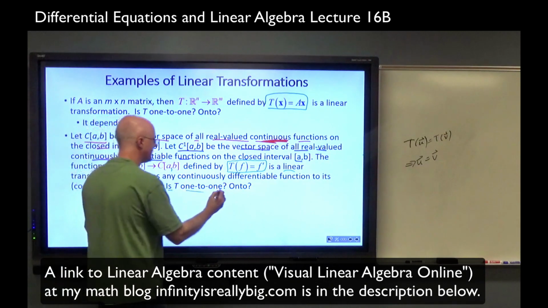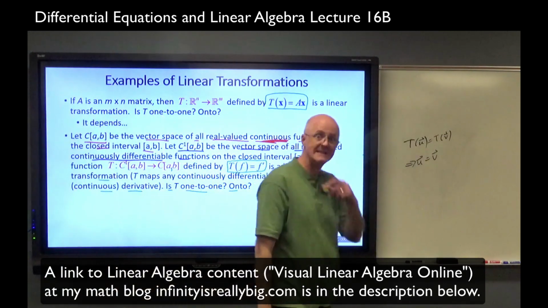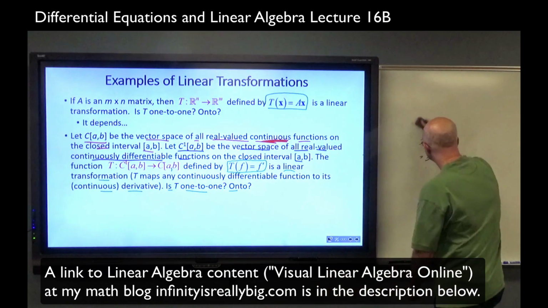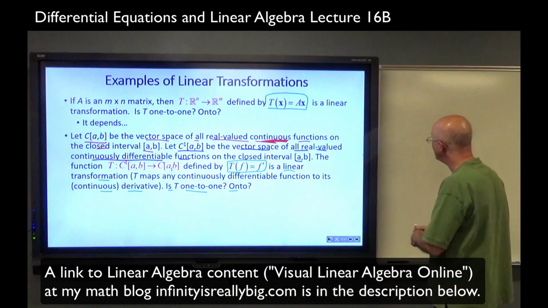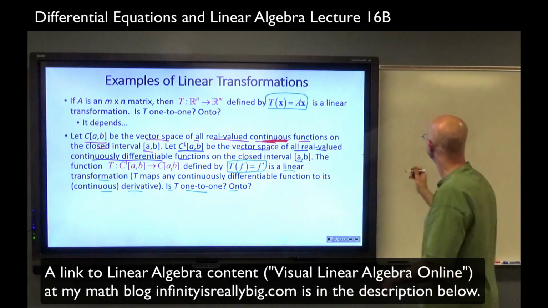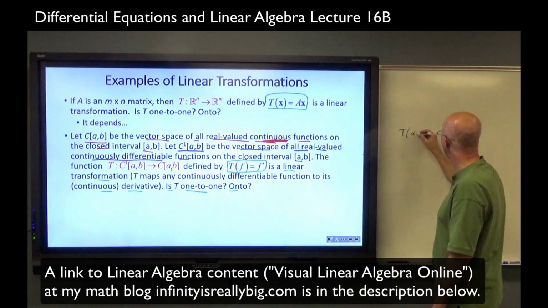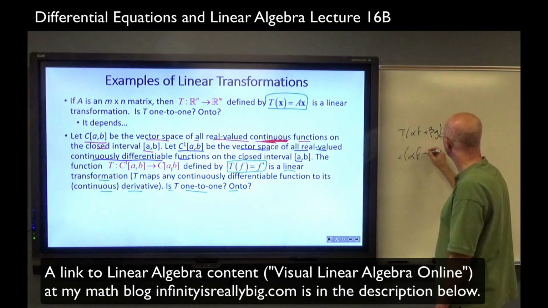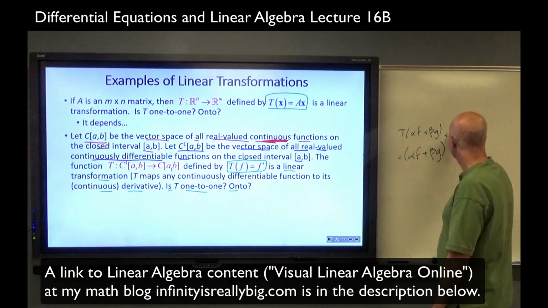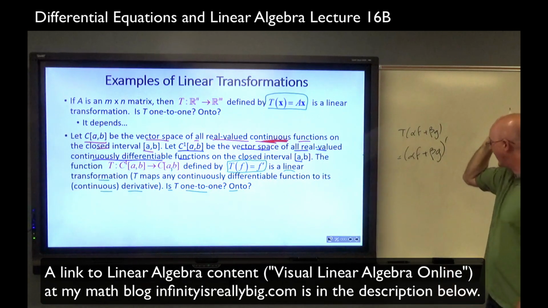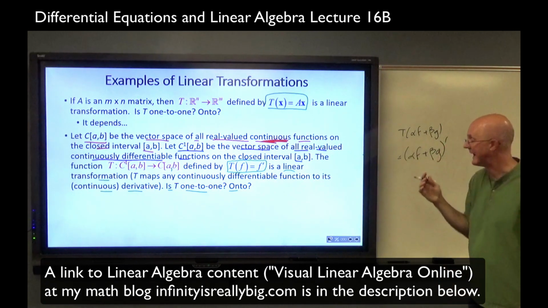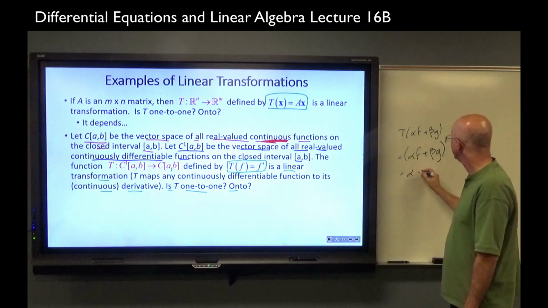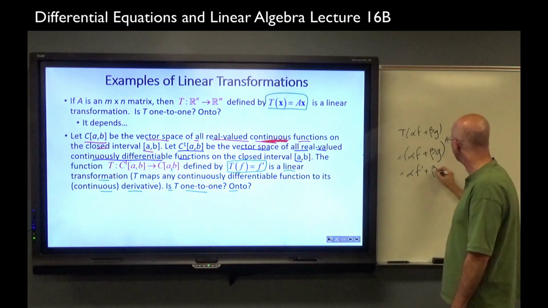Is this one-to-one? Is it onto? Is it linear? It is linear. Why? Because differentiation is linear. You know that from Calculus 1. T of, say, alpha f plus beta g is the derivative of alpha f plus beta g, where alpha and beta are real numbers. They're the scalars. f and g are continuously differentiable functions. That's alpha times f prime plus beta times g prime.